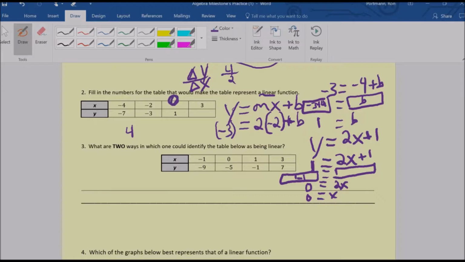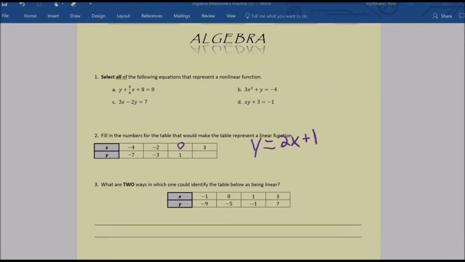All right, now, since we're going from 0 to 3, we got to figure out what this number is here. So it kicked me off. It kicked me off there.